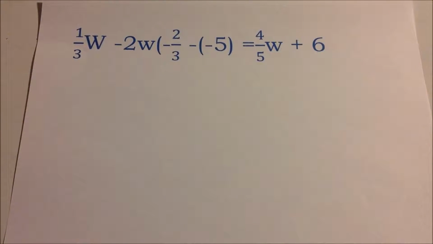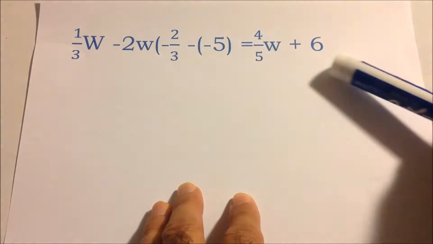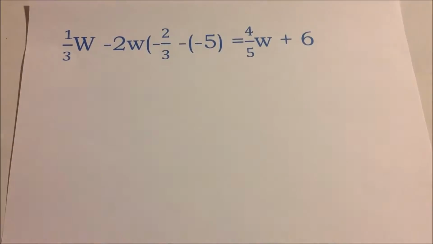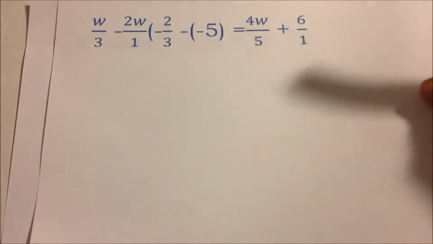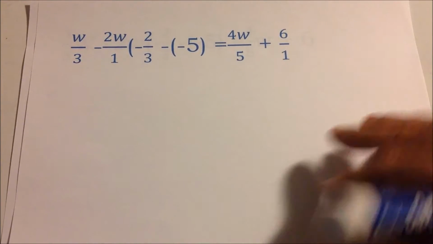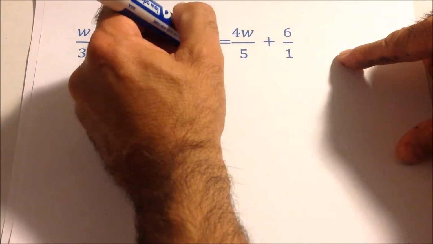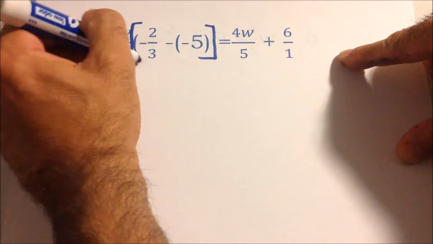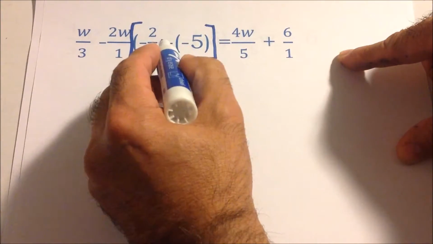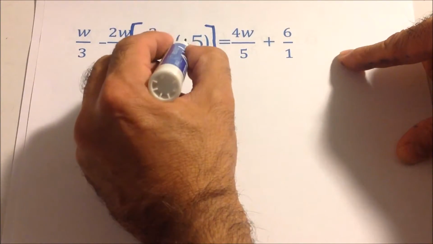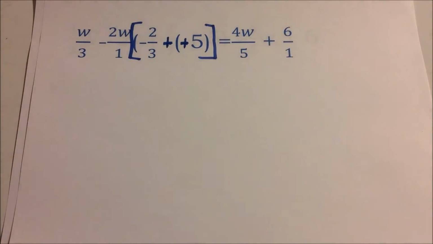Okay, let's do one more. And if you can do this one, you should be able to do any clearing of the fractions. So first let's clean it up. Let's put all the w's in the numerator. We'll get something like this. Now here we should have brackets actually. And we want to do inside the brackets. Let's clean this up. Remember, this is a minus minus, so we can make it a plus plus. So we can clean that up first too.